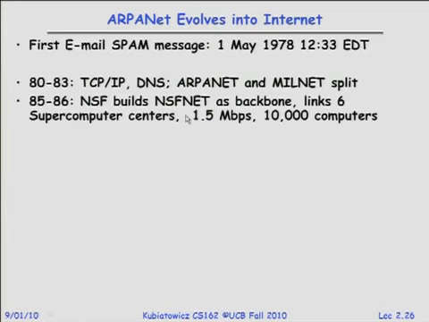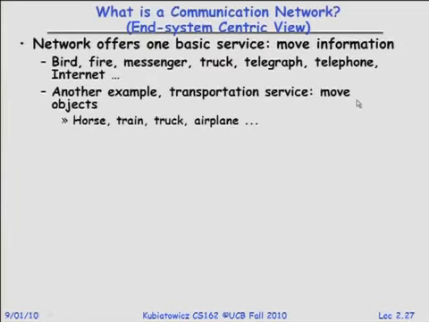So what is a communication network? We'll talk a lot about this toward the end of the term. But the network offers a very basic service: move information. You can do that with birds. You can do that with a fire, right, on a mountain. You can do it with messengers and trucks and telegraphs and telephones. The internet is just another way to move information.